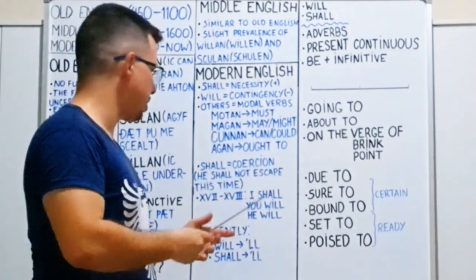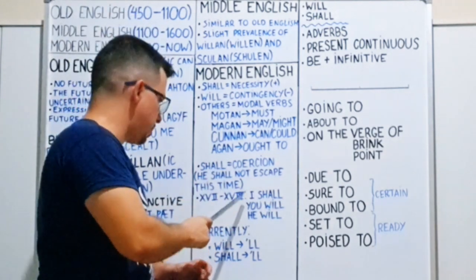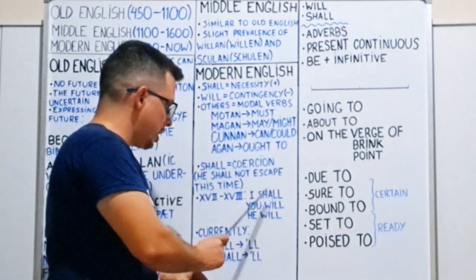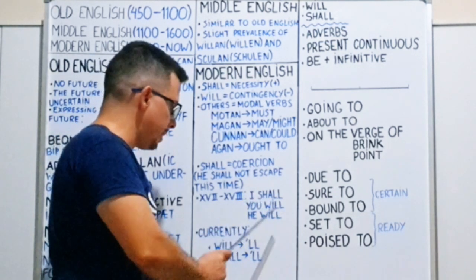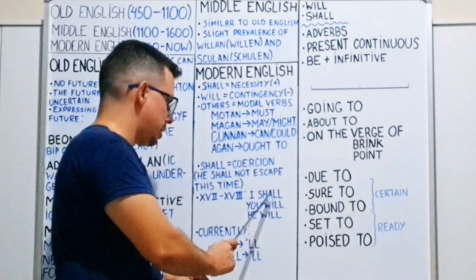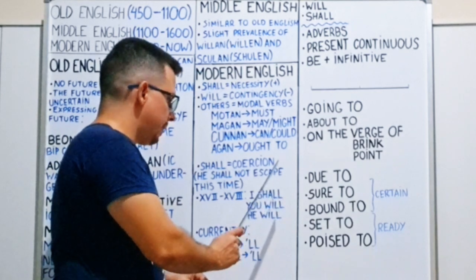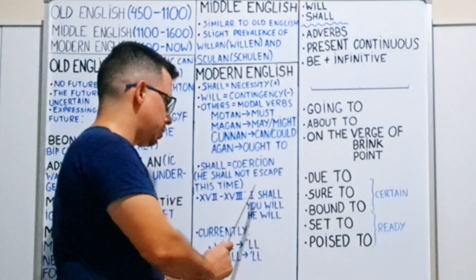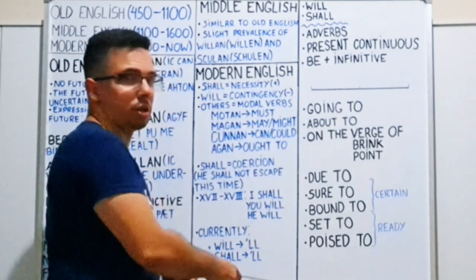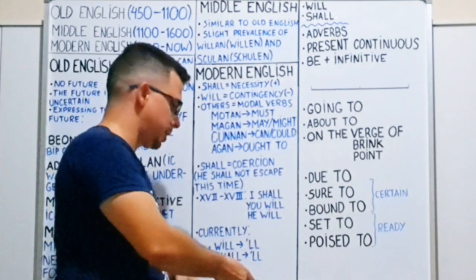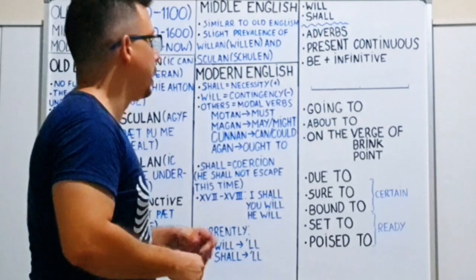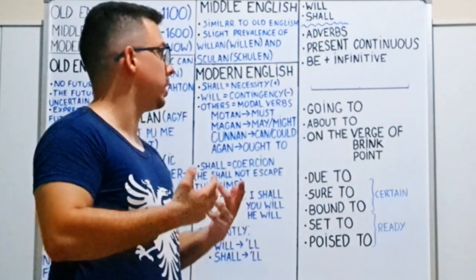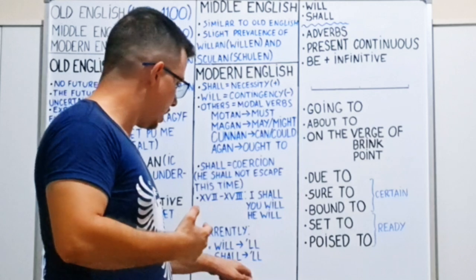But some people will go as far as preserving this paradigm right here. I shall, you will, he will. So some people will use I shall for the first person. They will not use will, just shall. So some people preserve this, right? And that's one of the ways in which shall is preserved.